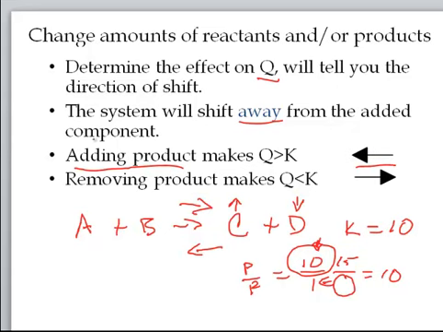So if you look at this bullet I have right up here, it's going to shift away from the added component. Remember, we added some C. Which way did it go? It shifted that way. All right, we made more reactants and decreased the amount of products. But on the other hand, if I remove some product, it's got to shift towards the products. And so that's a real important thing.